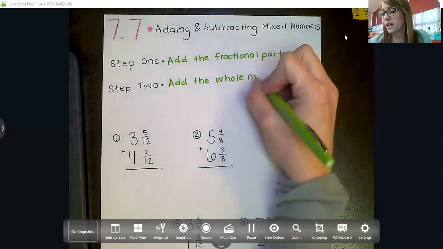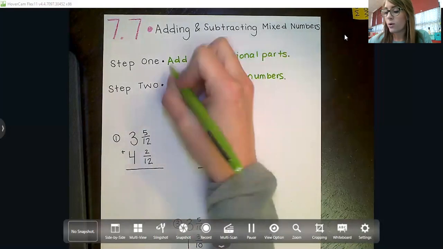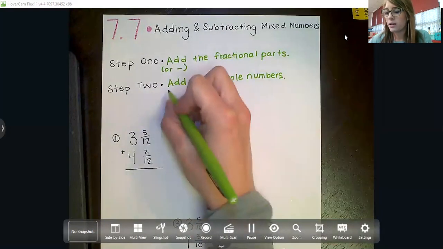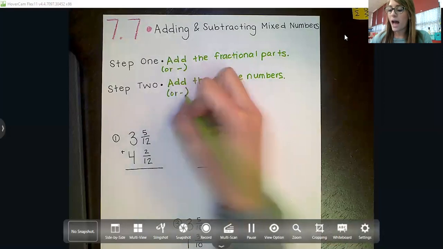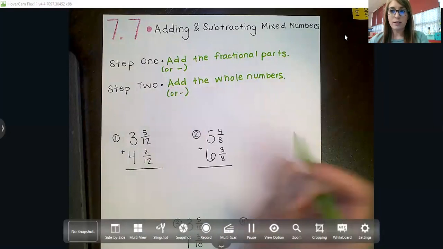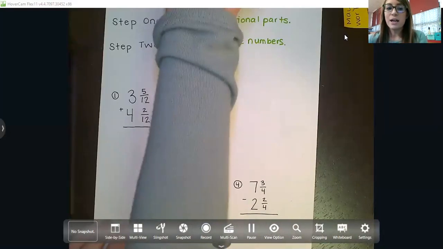Okay, and I probably should have put add or subtract. So I'm going to put "or subtract" just like that for shorthand. All right, so we're going to add or subtract the fractional parts first and then add or subtract the whole numbers.